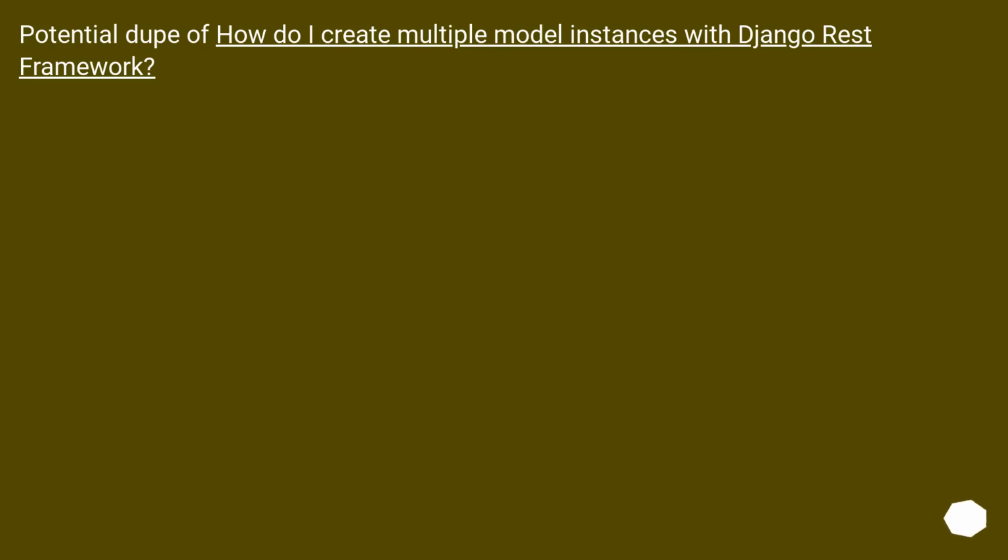Potential dupe of: how do I create multiple model instances with Django REST framework?